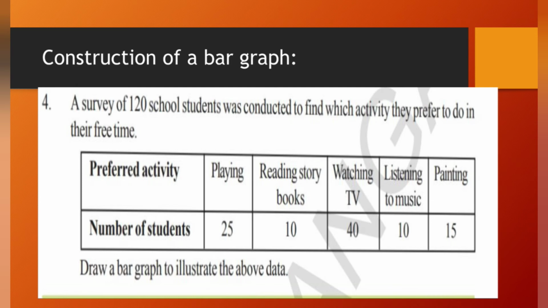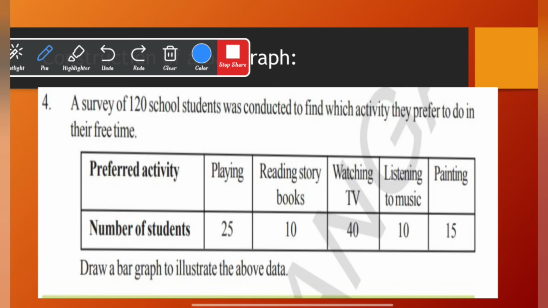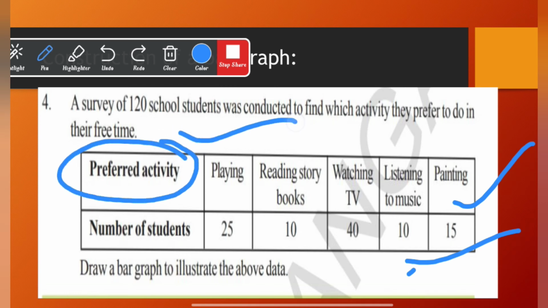Here the first one is: a survey of 120 school students was conducted to find which activity they prefer to do in their free time. So a survey was conducted on 120 students of a school, and the survey was about what they prefer to do in their free time. In this table we can get our observations as well as the frequencies. The observation is the preferred activity and the frequency is the number of students.